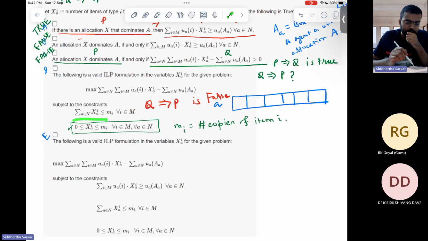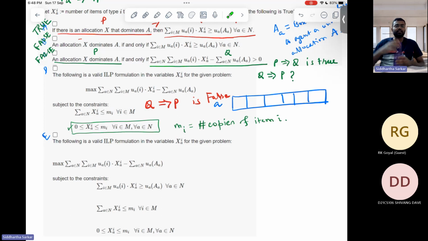The first one is saying that, first of all, you fix an item i. There are m items, so there are m constraints of this type. Once you fix an item i, you take the sum over all the agents of the number of items of type i allocated to these agents. The sum of the items of type i allocated to these agents cannot exceed m_i, because there are m_i items available at the most.